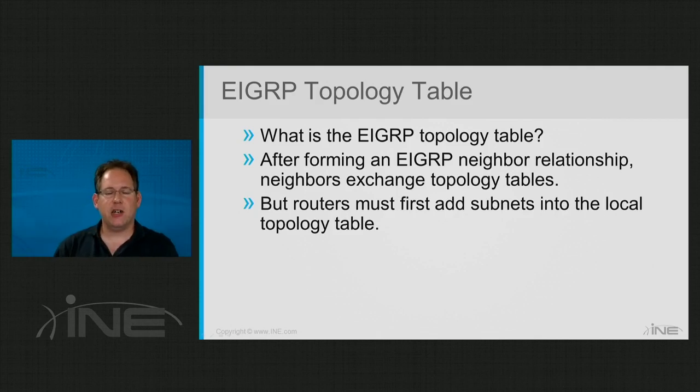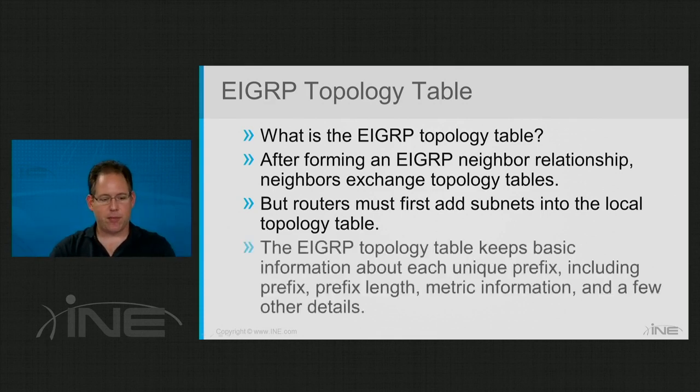So, as it says here, before a router can advertise anything to its neighbor, first it has to put its own subnets into its topology table. That's sort of interesting to note, that when you use the network command on a router and say, okay, network command, match this Fast Ethernet interface, that subnet on that Fast Ethernet interface will actually then become an entry in your own local topology table. Now we're going to see all the good stuff that's kept within each entry in the topology table.